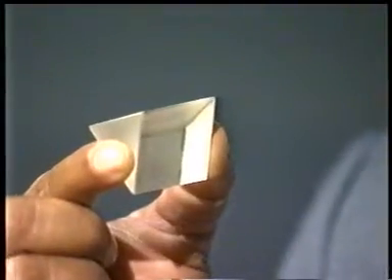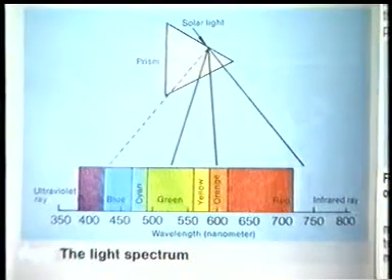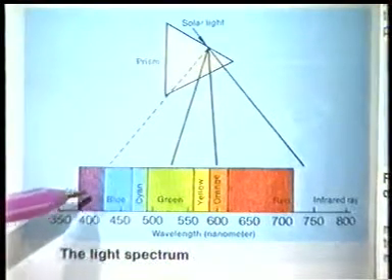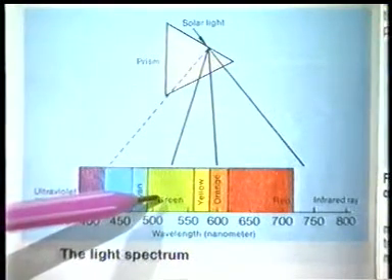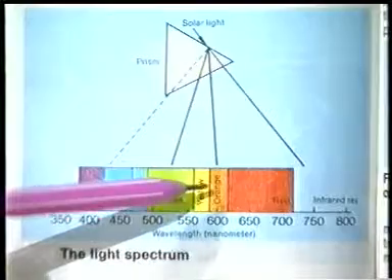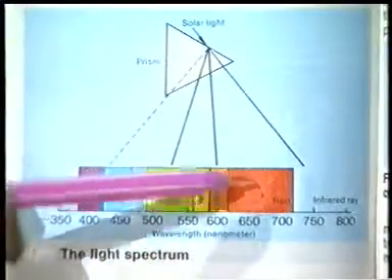I have brought a prism. If we put the sunlight on it, the sunlight is converted into the color spectrum. Let us see in this figure. The visible region has the 7 colors: purple, blue, cyan, green, yellow, orange, and red.